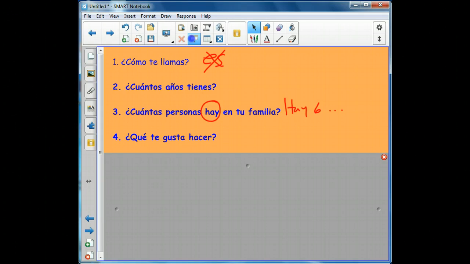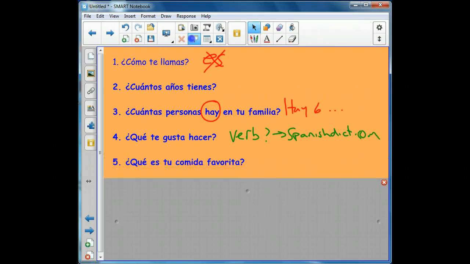Here's where you might need some creativity. If you need a verb that you don't know, you simply consult a dictionary. The best one being SpanishDICT.com. And if you have a smartphone, they have an app. I promise I'm not trying to promote them, but they are a great resource.